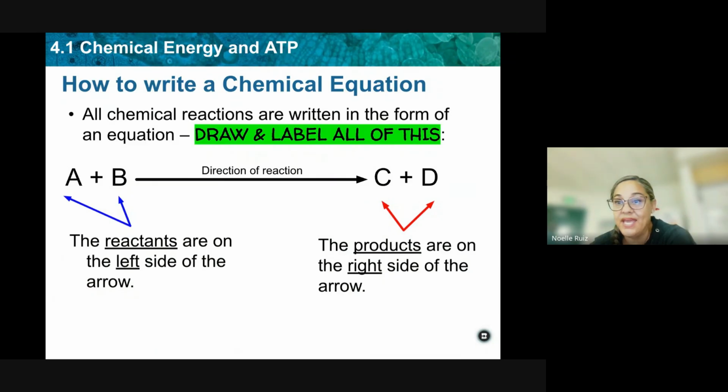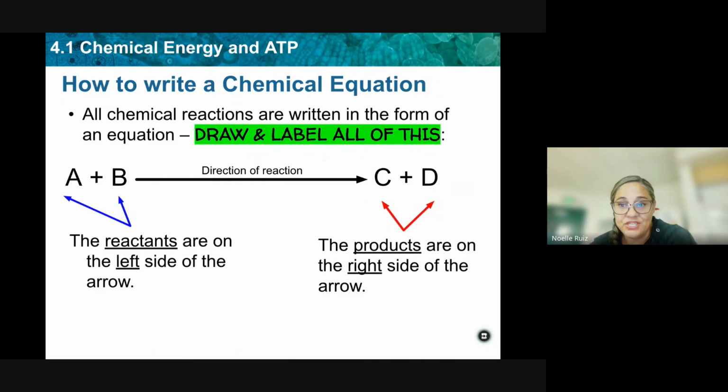A and B could be any chemicals that you find on the periodic table. And then you have an arrow because the direction of the reaction, just like how you read, goes from left to right. And then on the right side, the end results are the products. And we just called them C and D. They don't mean anything for now. It's just placeholders. The reactants are A and B on the left side of the arrow. The products are C and D on the right side of the arrow.